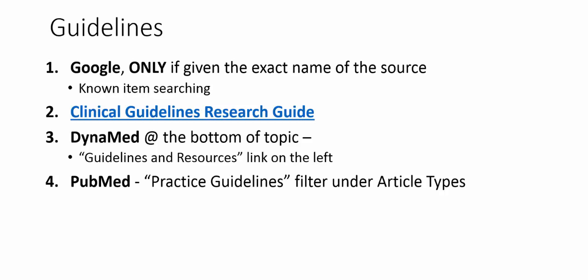Next, use Dynamed. When you search for a specific topic in Dynamed, you will see that at the bottom left there is a link called Guidelines and Resources. Next, go to PubMed Medline, and when you search for a particular topic, select Practice Guidelines as a filter under article types.